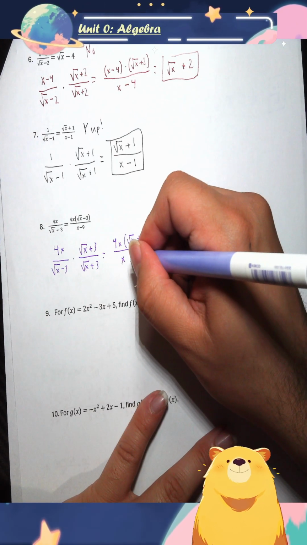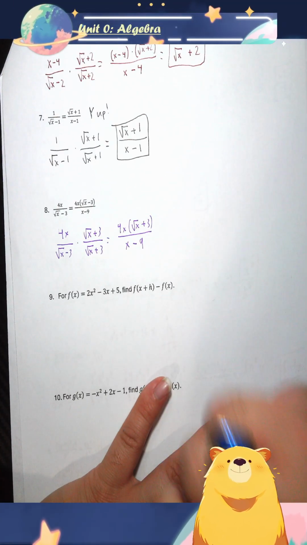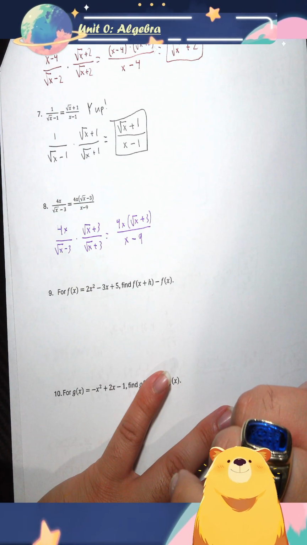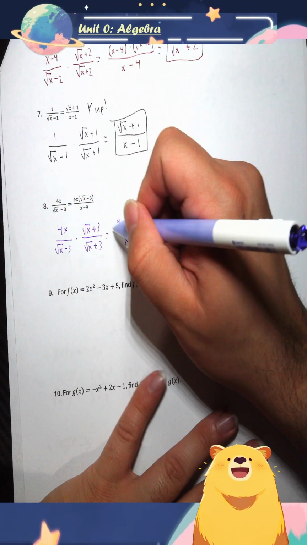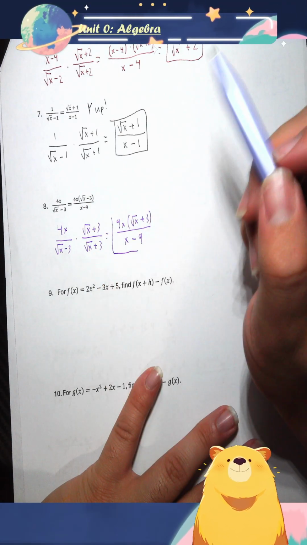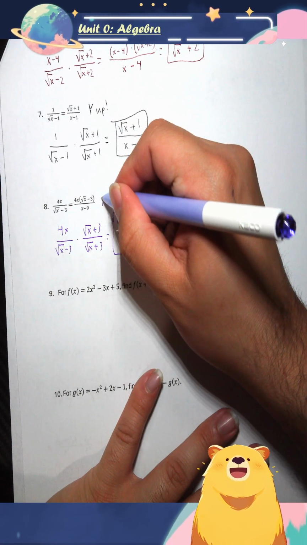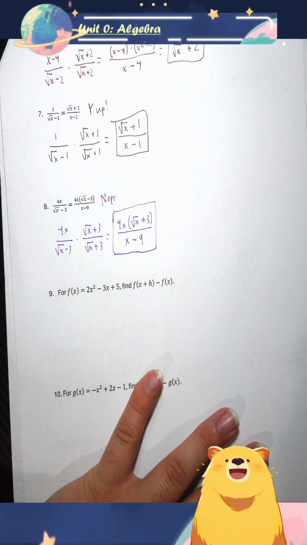X and then minus 9. And then that's pretty much it. And oh look, it does match. Oh wait, no, it doesn't. That minus ruined it. So even though that's the answer, this does not match. Nope. Okay. Right.